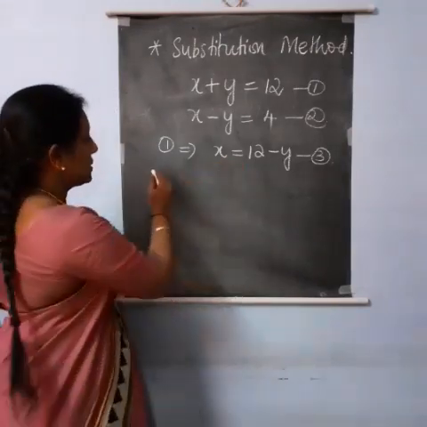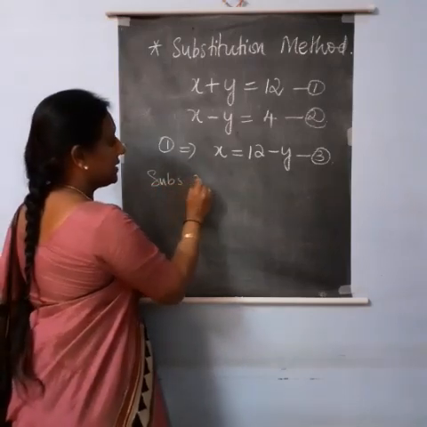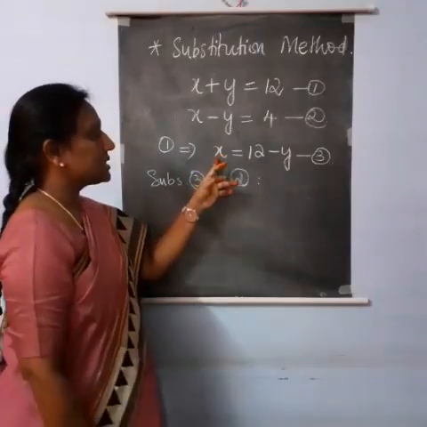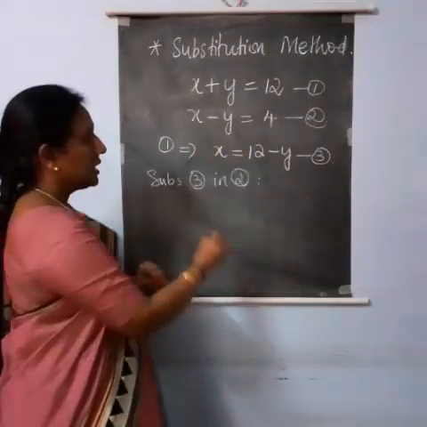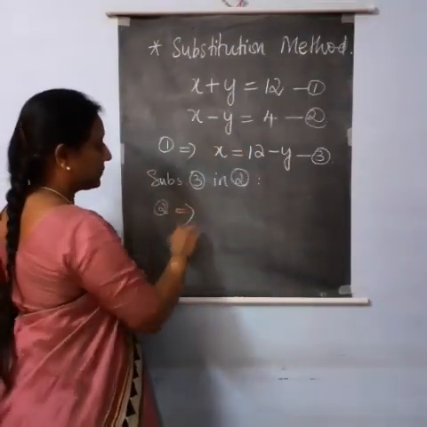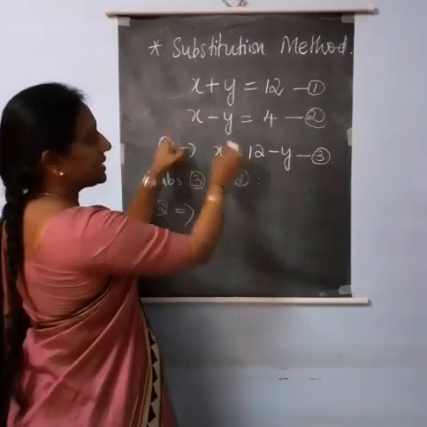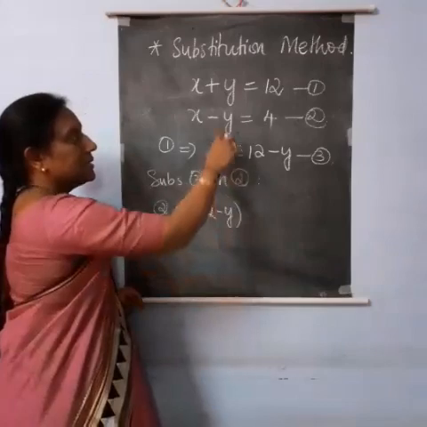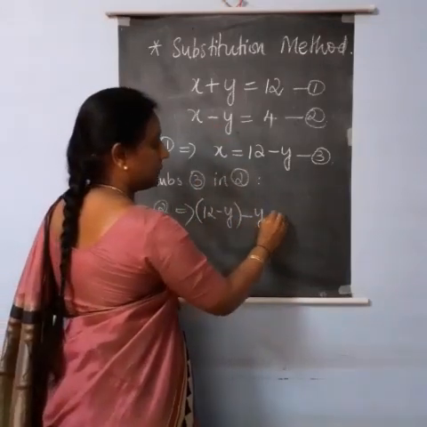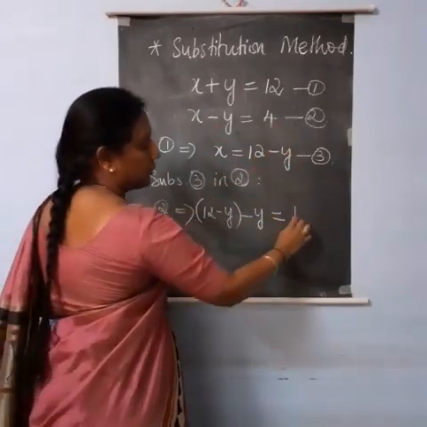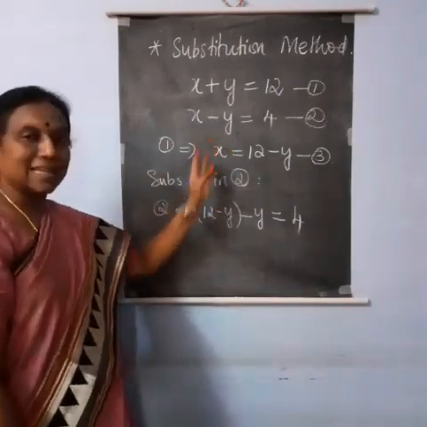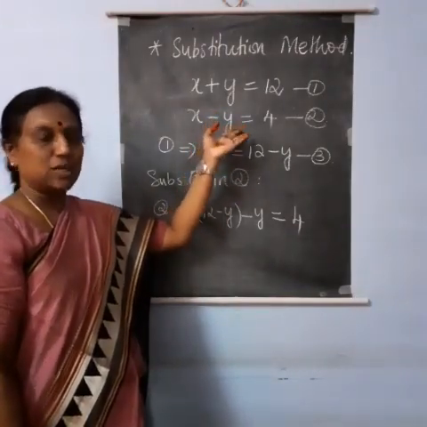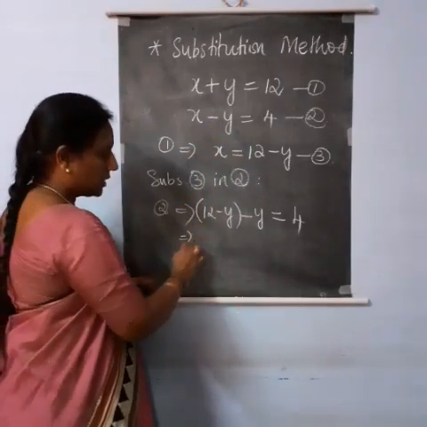So let me substitute 3 in 2. If I substitute this value in the second equation, what will the second equation become? It will become, instead of x, I am going to put 12 minus y, then minus y equal to 4. So I have not changed the second equation. Instead, I substituted the value of x in the second equation. Now solve this. What does this become?